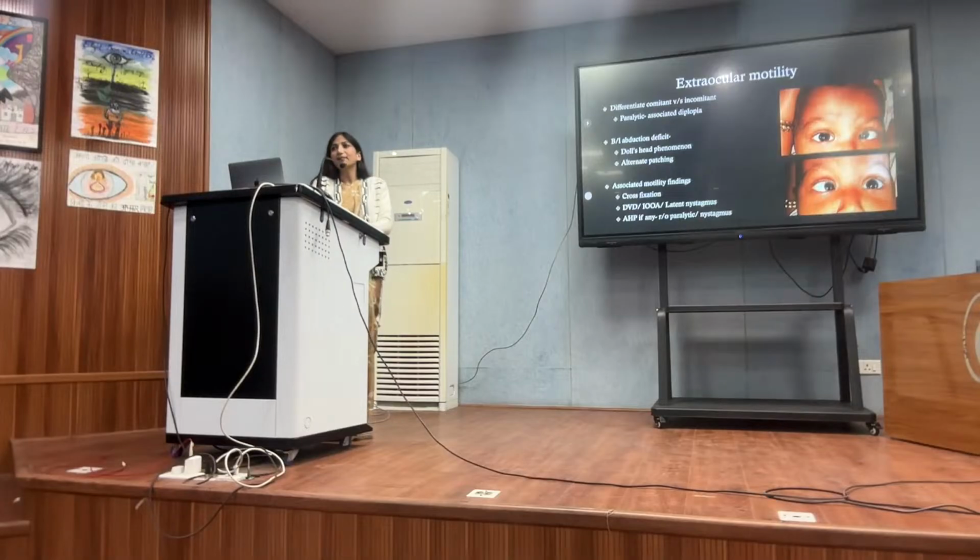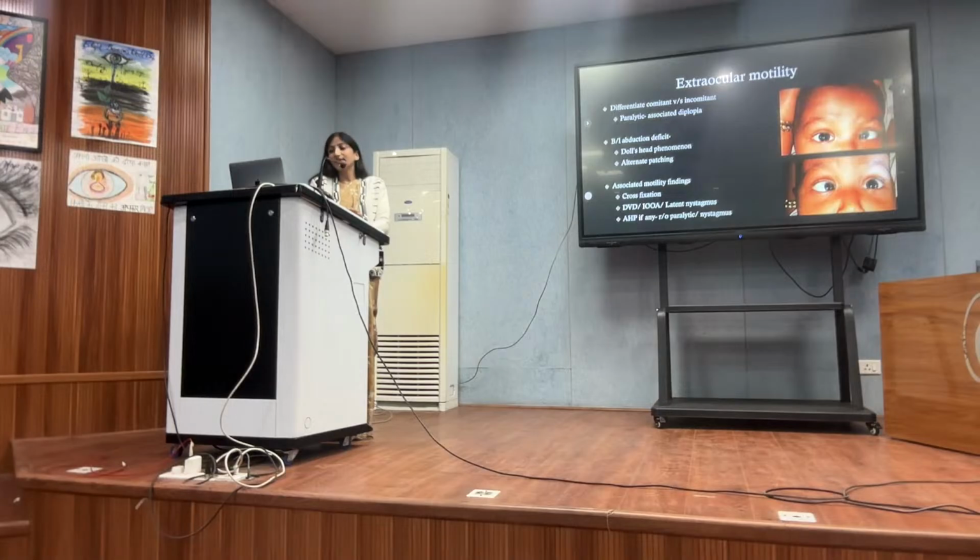So you can do a doll's eye maneuver, or you can patch the eye. So this eye, which was initially eso, will come central. Associated findings have to be seen, which are mostly a feature of the infantile esotropia syndrome, that is your cross fixations or dissociated vertical deviations, inferior oblique overactions, which generally come in after 1 to 2 years of age, and any presence of latent nystagmus.